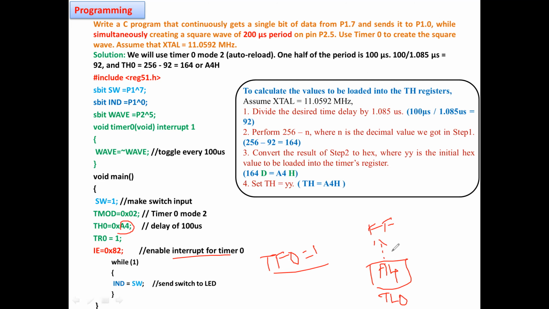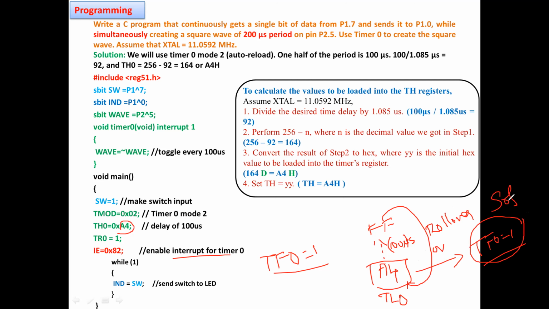Why? This is the delay period for 100 microseconds. So once it reaches FF, it will roll over. Okay, so overflow occurs, and under overflow, timer flag 0 will be 1. So the condition is, if a software interrupt occurs, this software interrupt.